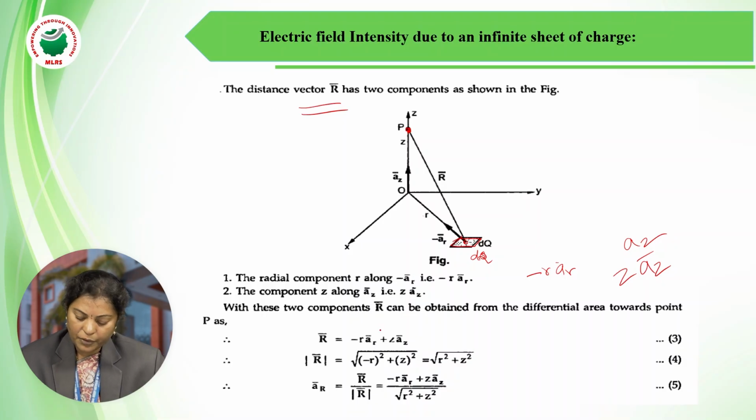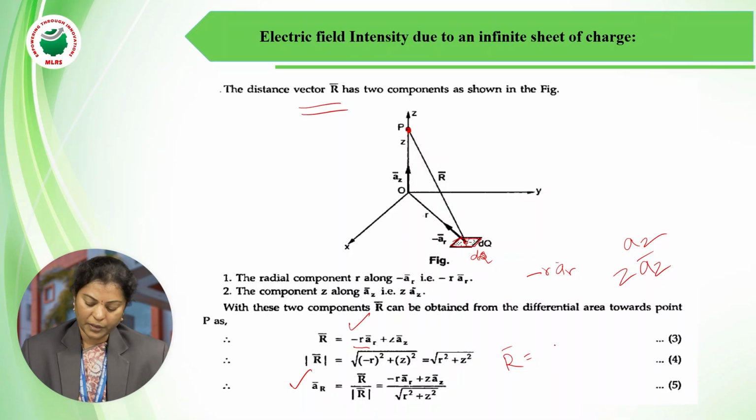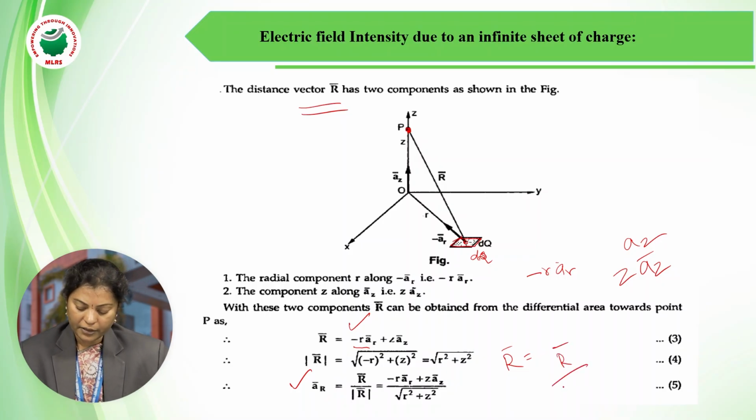So these two components we can write as the vector r equal to minus r into ar plus z into az. Minus ar is because it is in the opposite direction, that is the reason for minus r into ar. For this distance vector we calculate the unit vector, that is the vector divided by the magnitude of that vector. So minus r into ar plus z into az by square root of r square plus z square.